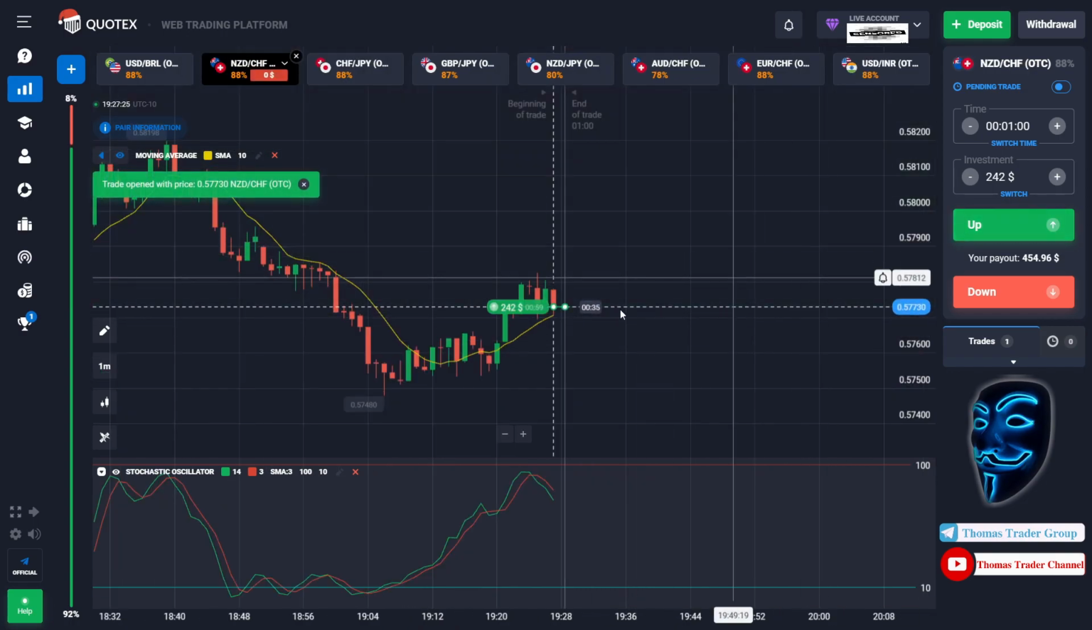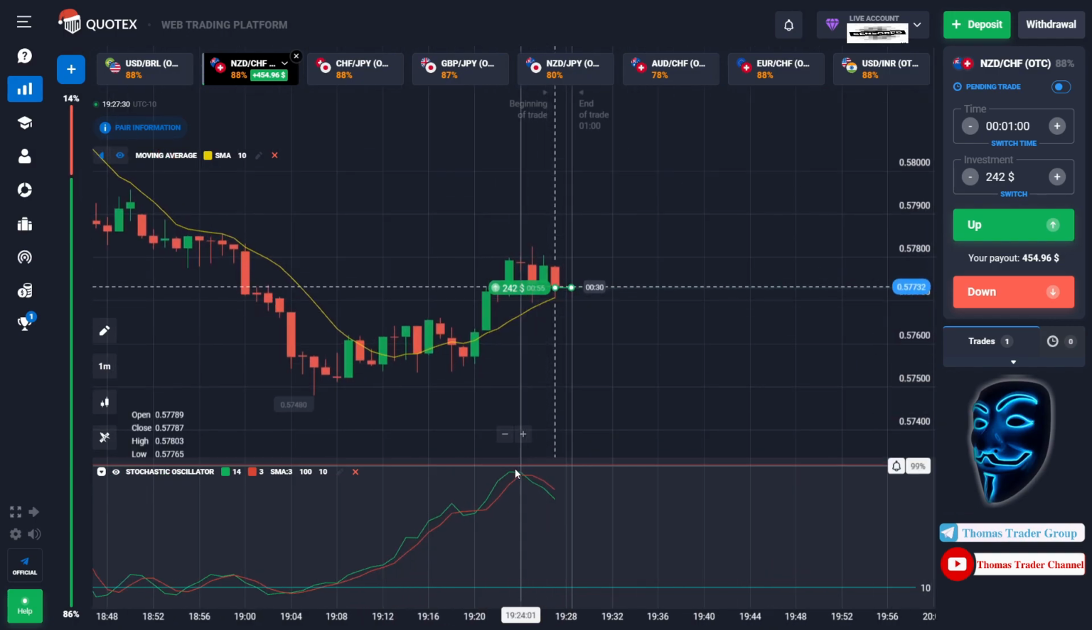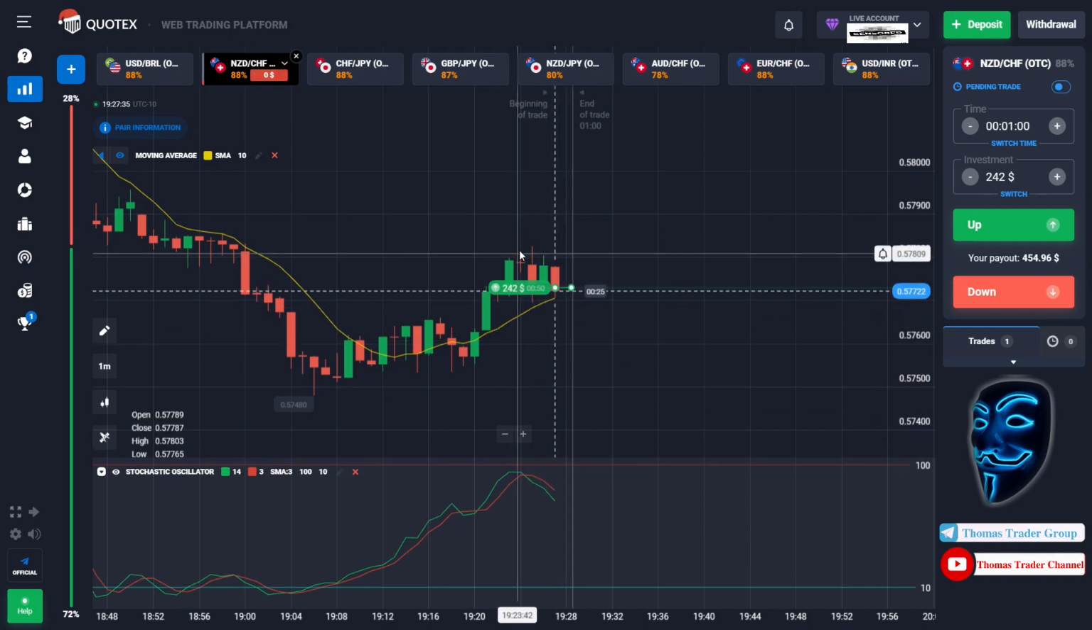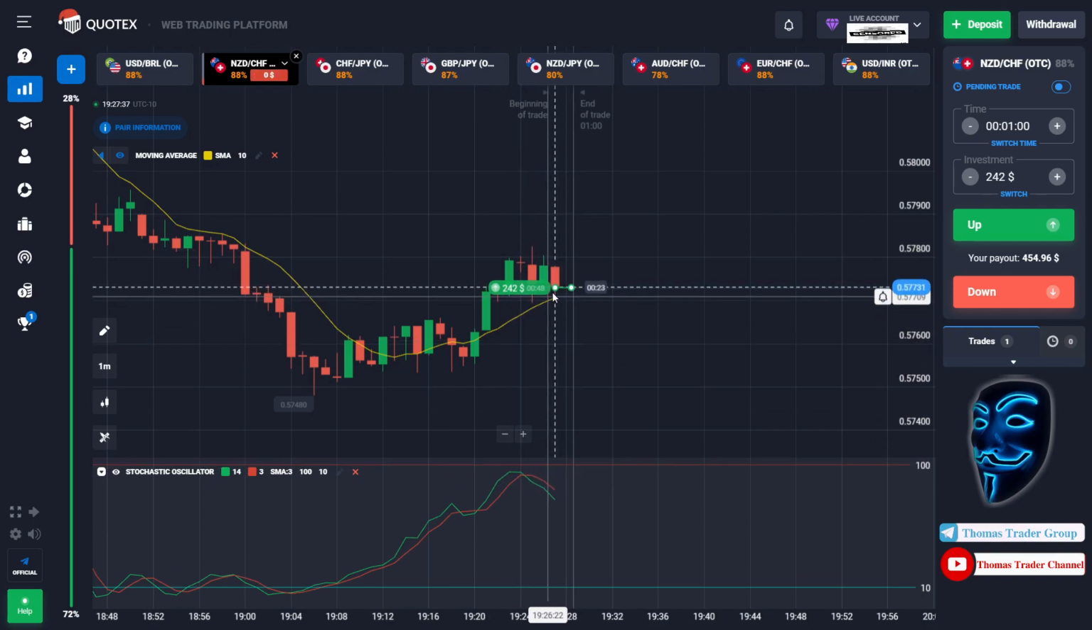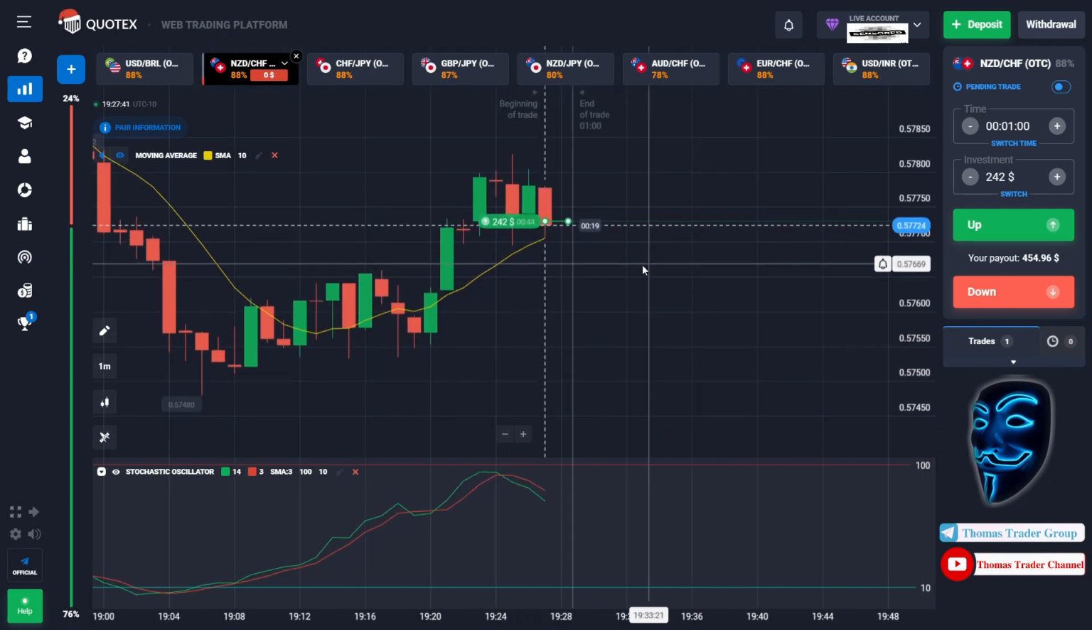As you can see, the market is going bullish and the market has already touched the overbought area. When the market touches the overbought area, it will make a rebound and it will make a correction to the moving average line before it continue the bullish trend. Let's prove it here and let's wait till the end of our trade.